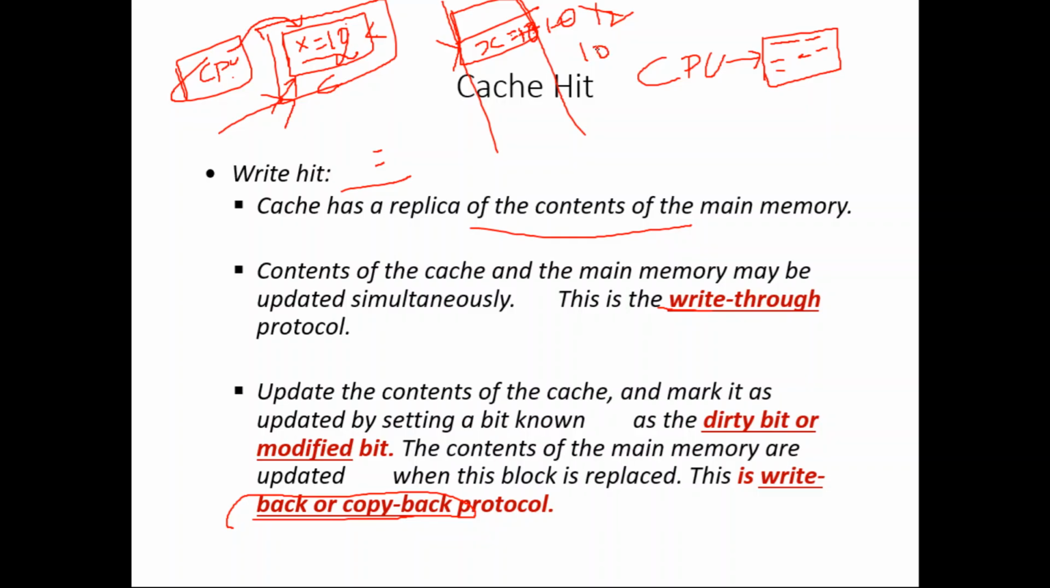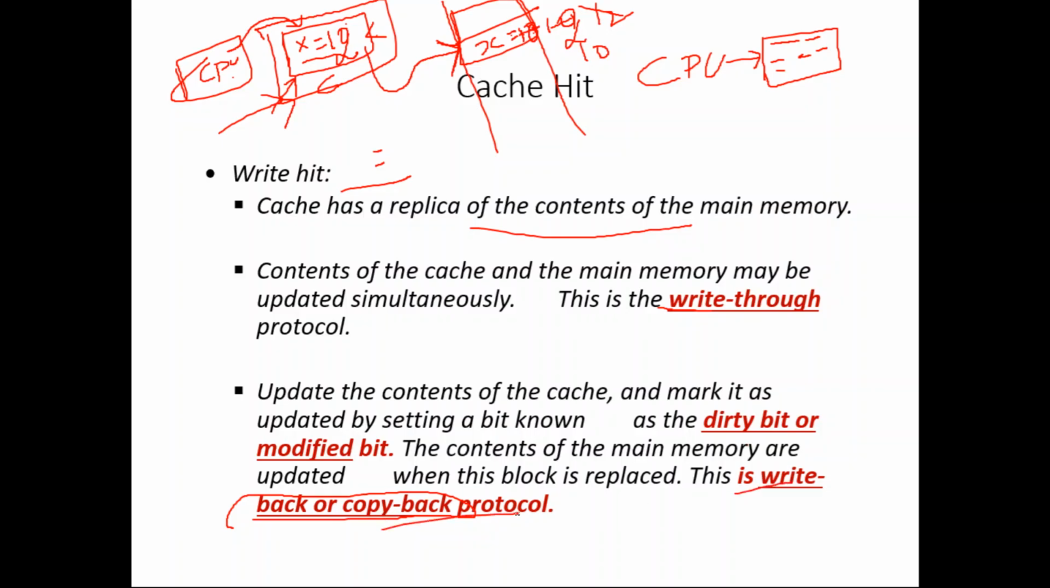There is a question. So the answer for this question is whenever this block is replaced, at one particular time, either the process will finish executing or the cache memory will fill. Then what will happen? This block should be written back to the main memory. At that time only we will modify this x value from 10 to whatever the new value, in this case 12. So that protocol is called write back protocol or copy back protocol.